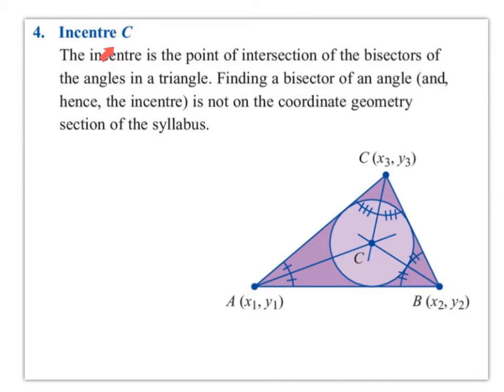So the incenter is the point of intersection of these bisectors. So we can see that these three lines intersect at this point here, C. So this is the incenter.